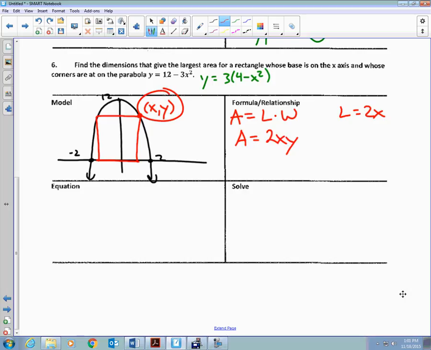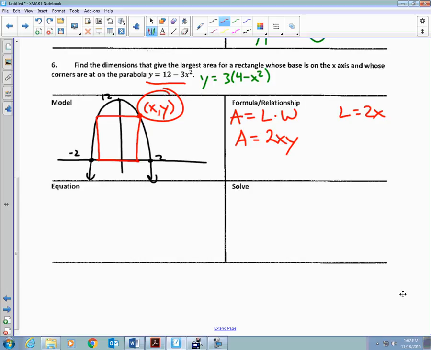Oh no, I don't want 2 variables. I want 1. If only I had something to put in for y. So my length is 2x, and the y coordinate gives me my height. If only I had something to plug in for y.